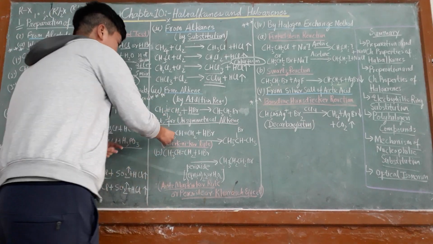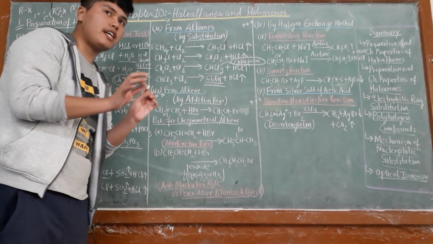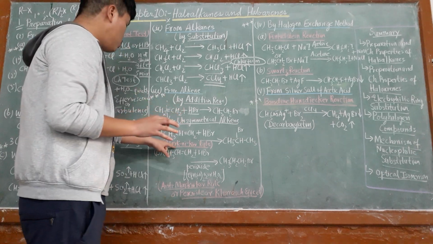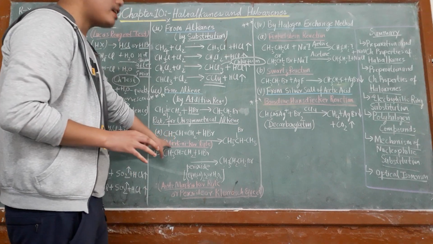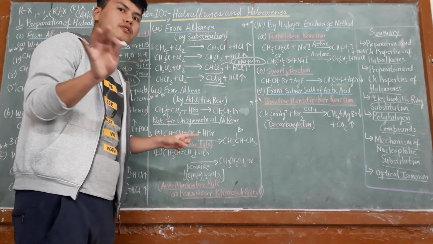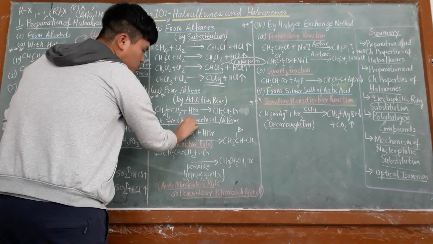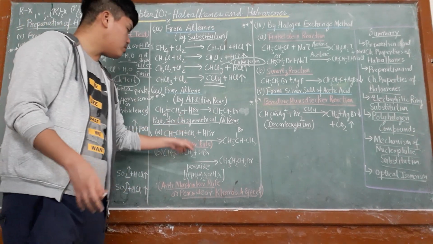This is explained by the Markovnikov rule. Some very important rules. Whenever you take an unsymmetrical alkene, look at this carbon and the other carbon, check them. So for an unsymmetrical alkene, this law applies.